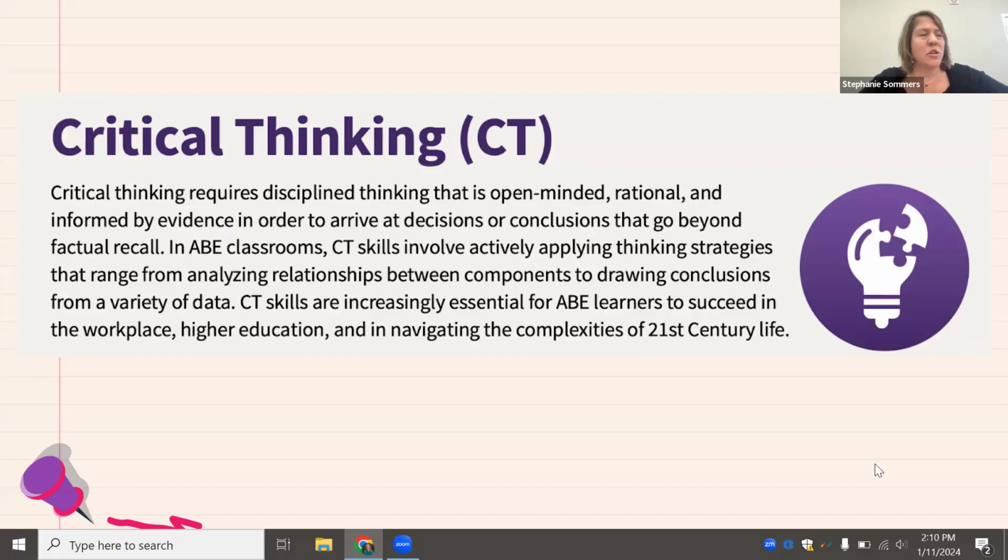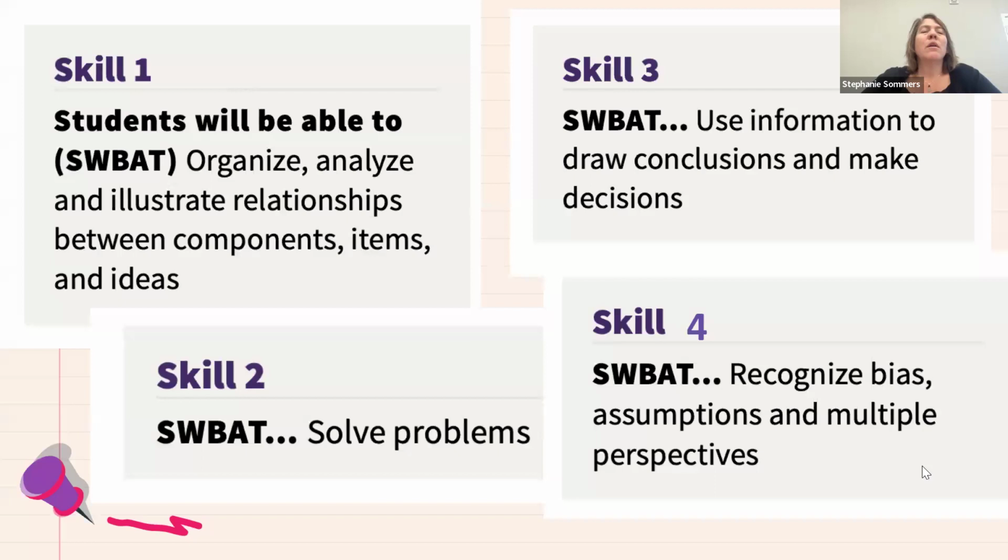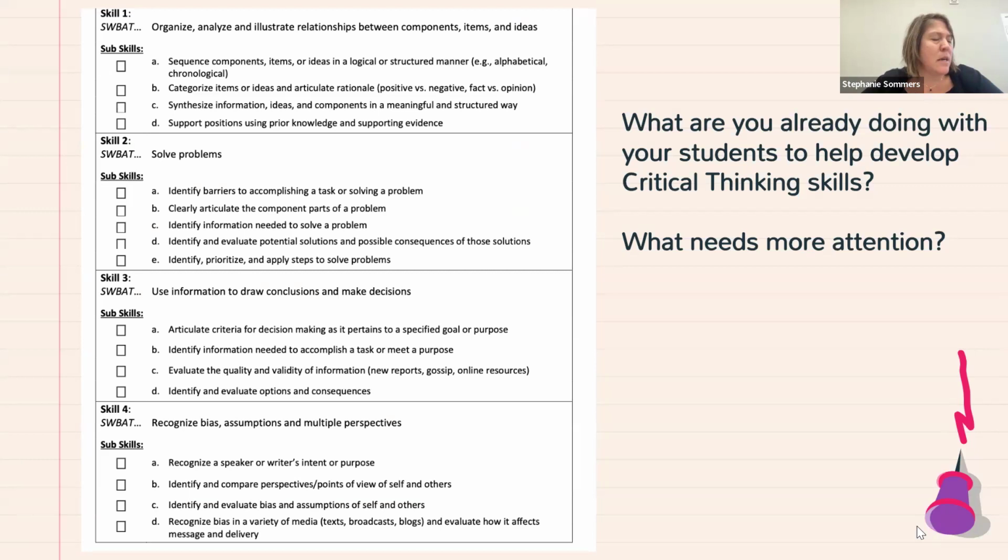So if we look at the specific skills, we've got organize, analyze, and illustrate relationships between components, items, and ideas. Then we've got solve problems, use information to draw conclusions and make decisions, and then recognize bias, assumptions, and multiple perspectives. Those are our four main skills. And on our next slide, here is the full list, skills and sub-skills. Let's take just a moment to see if we can pick out any of these that we're doing well and things that might need more attention. I'm going to take a look myself here.